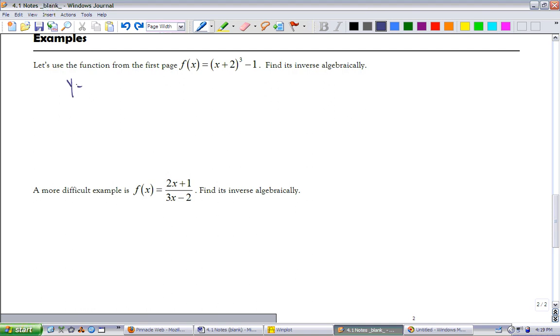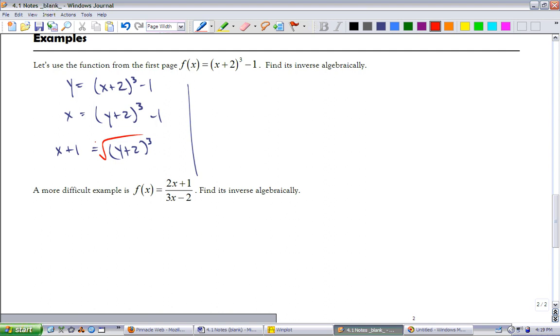So what I'm going to do is I'm going to substitute the y in for the f of x. Okay, then I'm going to switch the x and y's. Then I'm going to solve for y. So I'm going to go ahead and add 1 to both sides. I get y plus 2 cubed equals x plus 1. Then I'm going to need to take the cubed root of both sides.